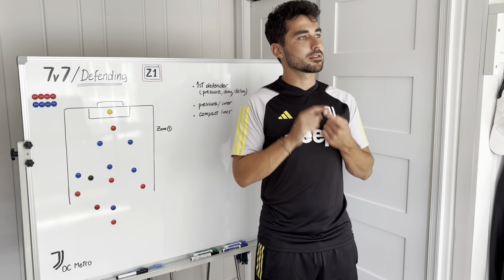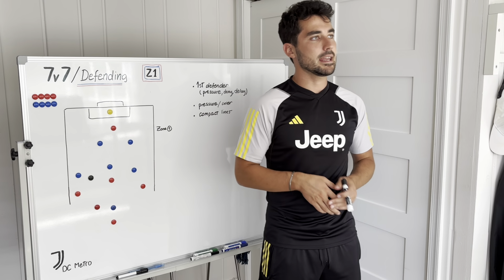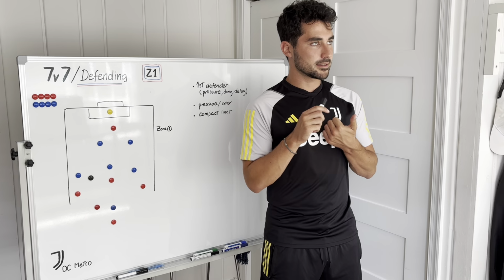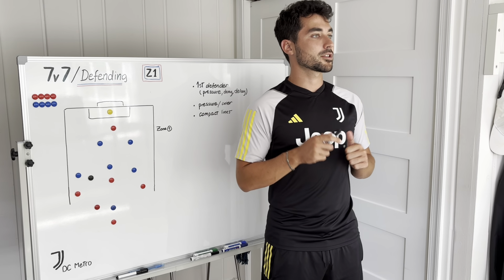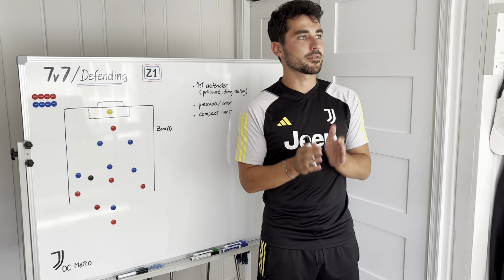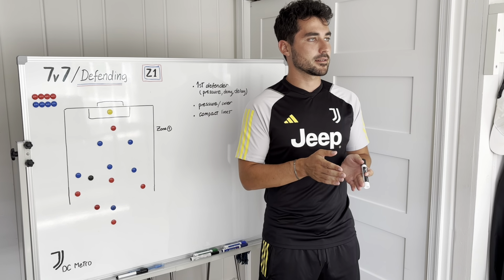So again, the three main tactical principles that we want to highlight when we teach defending in zone 1 for 7v7 is we want to recognize the role of the first defender to pressure, deny, and delay. We want to establish the pressure and cover principle, and we want compact lines.